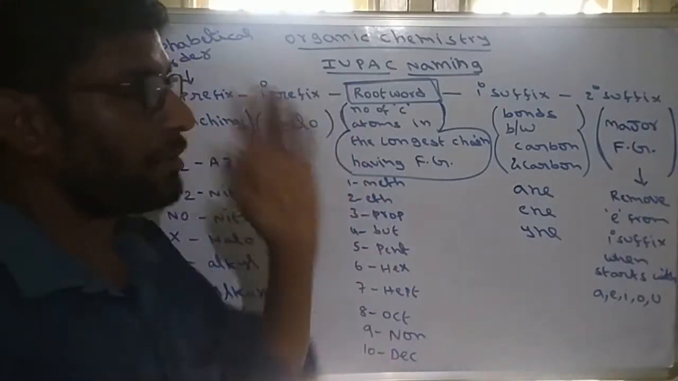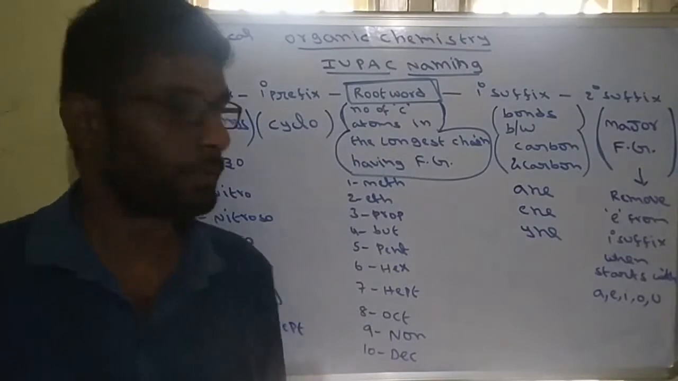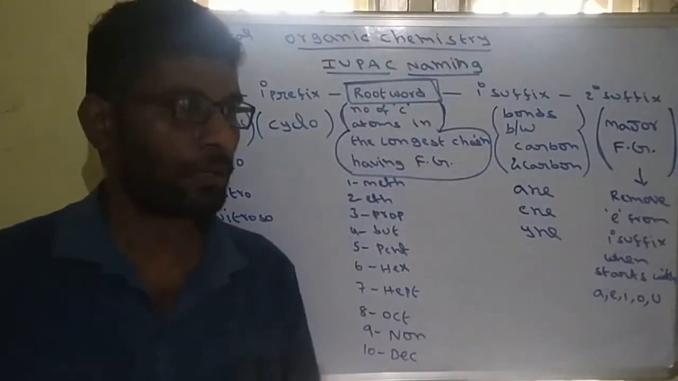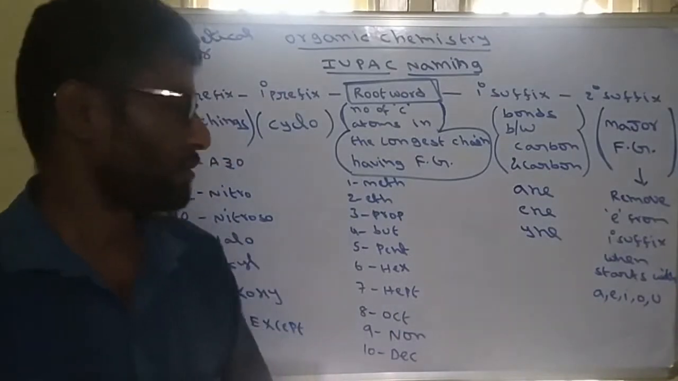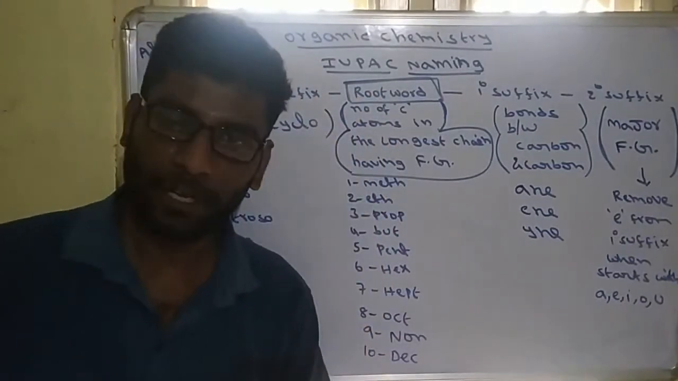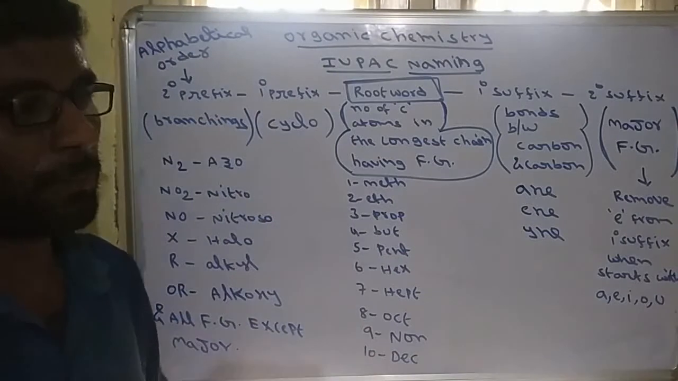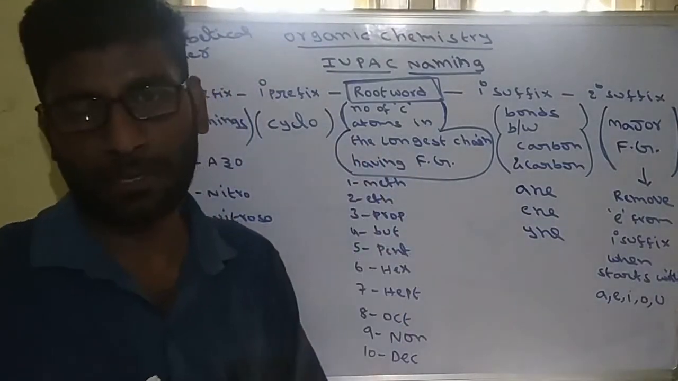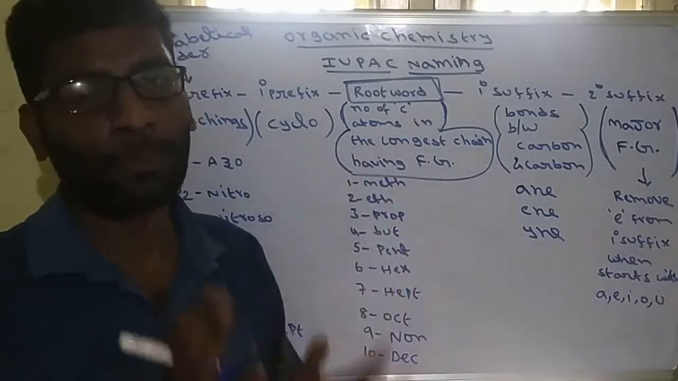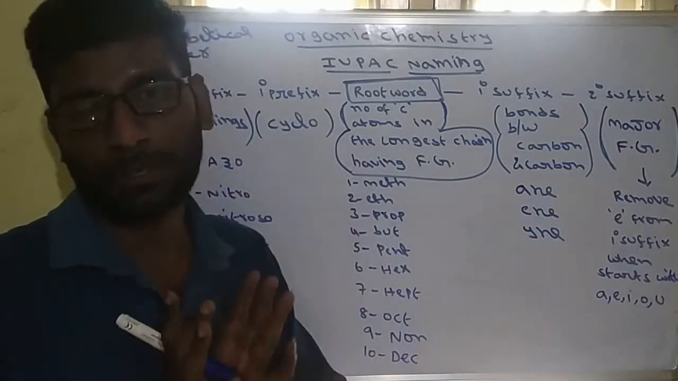First we will start with IUPAC naming. When molecules are given, we have to write IUPAC names. One question will surely come in the NEET exam, so IUPAC name writing is very important. Just by following some rules, for any molecule given, we can write the IUPAC name. We just have to remember the rules.